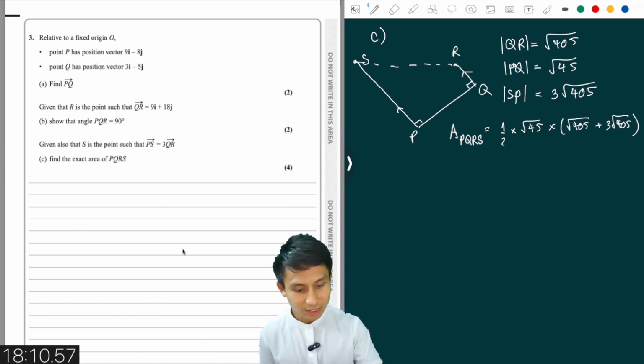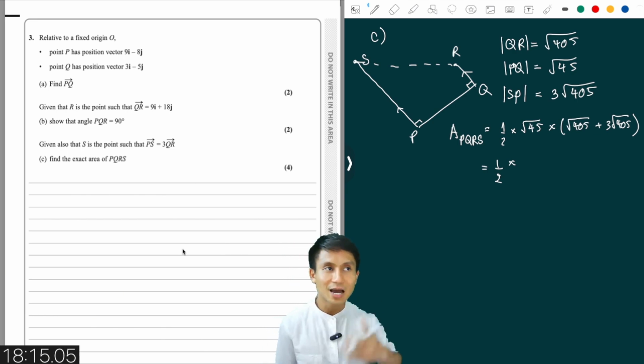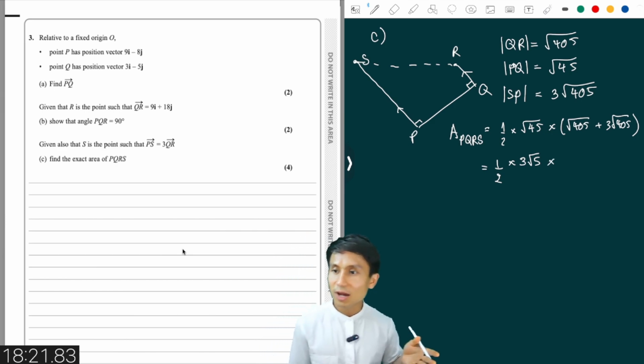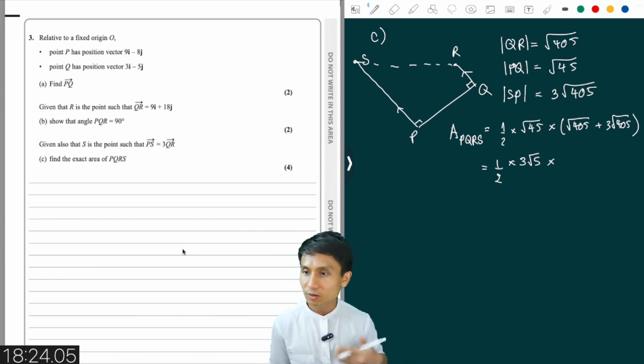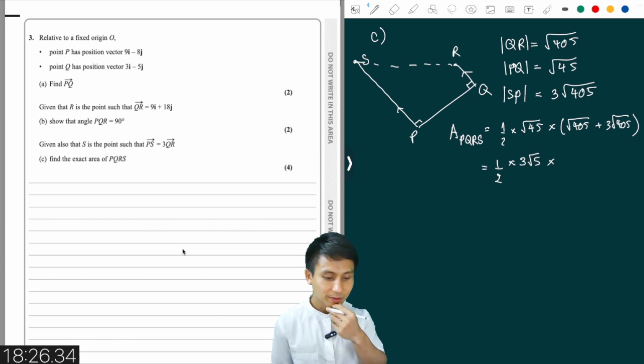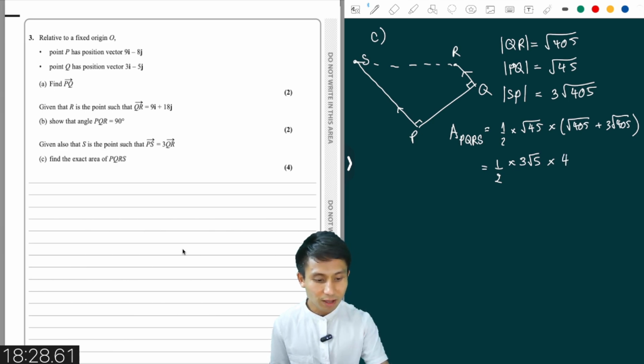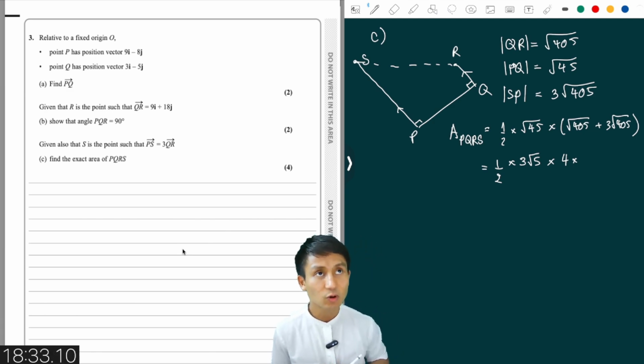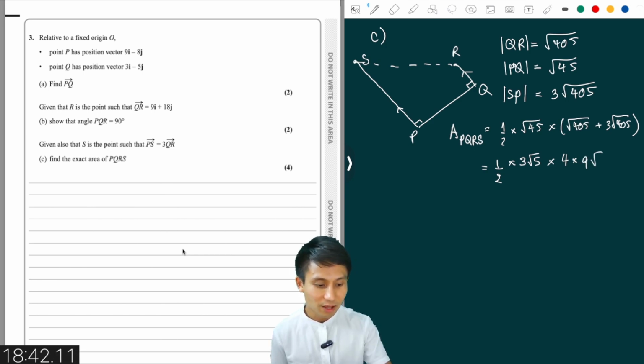So we want the exact area, so we need to deal with the square roots and everything there. So 45 is 9 times 5 in the square root, so we can pull 9 out as 3, like that. If you simplify the brackets there, you get 4 of the square root 405. I'm just doing 4 here because we have 4 of them. So 405, what do we have? 405, we have 5 times 81. So that is 9 root 5, right?